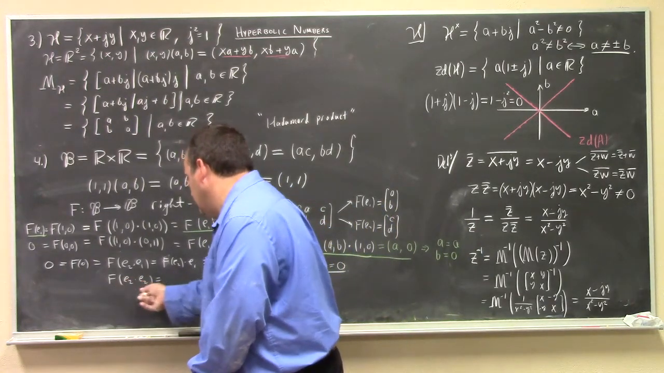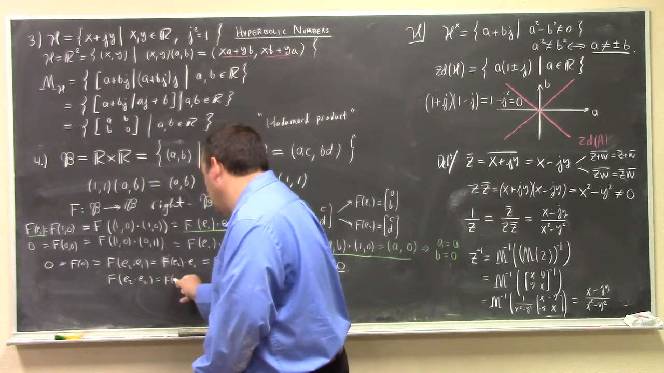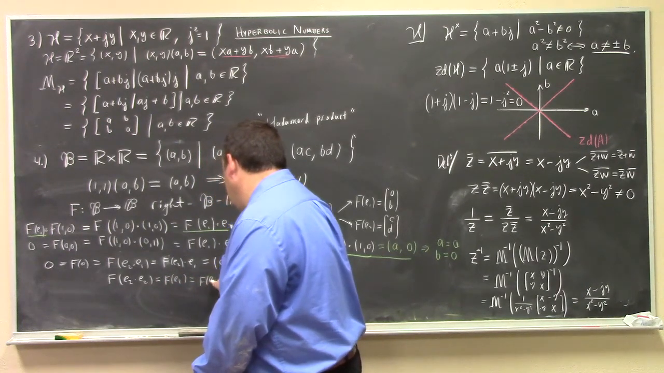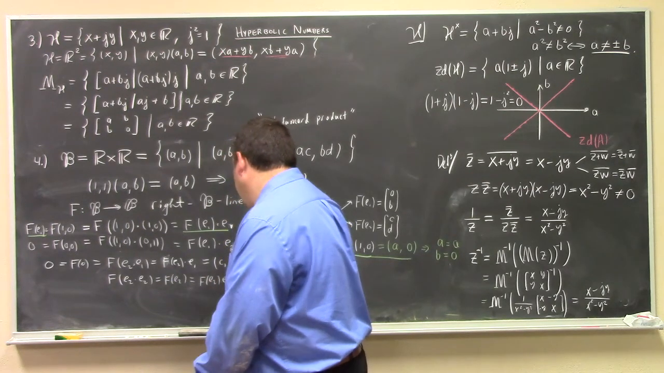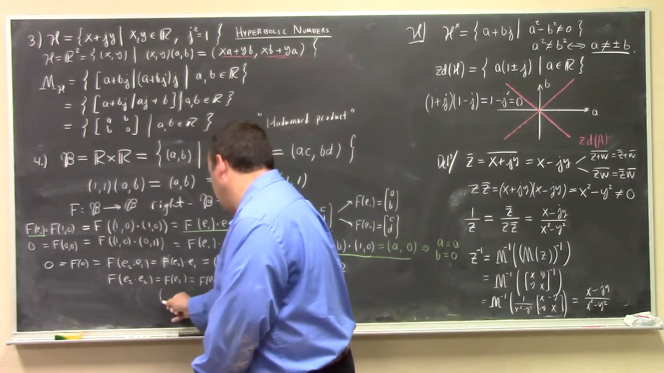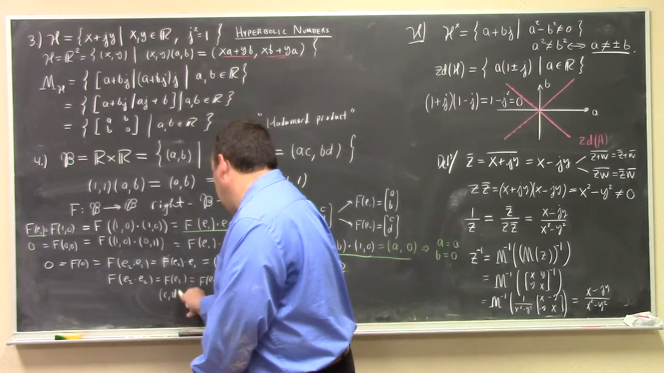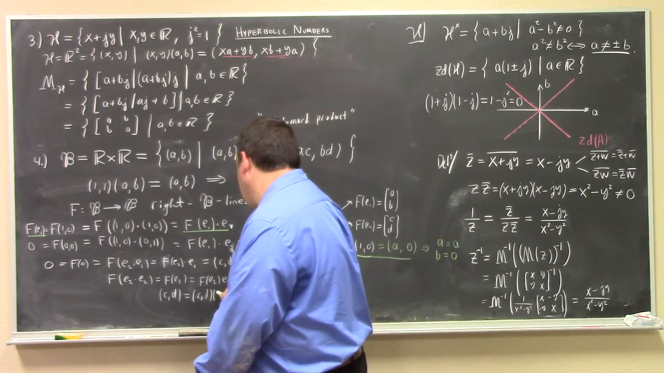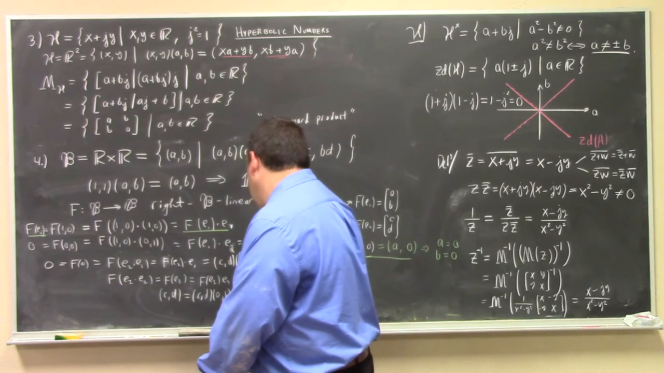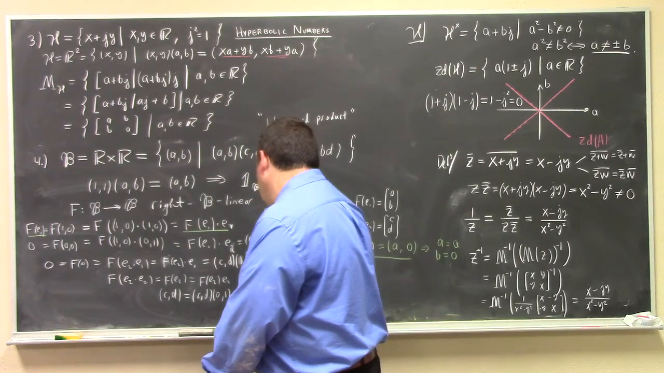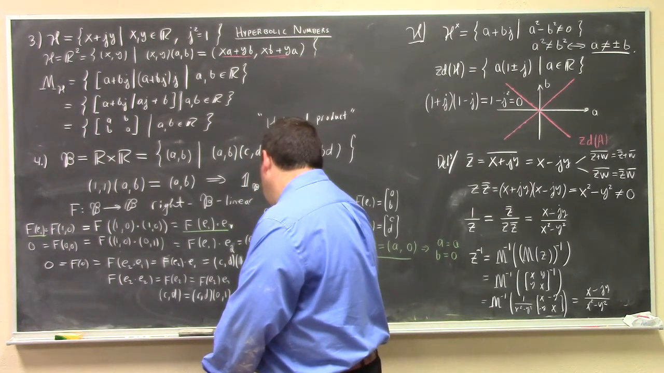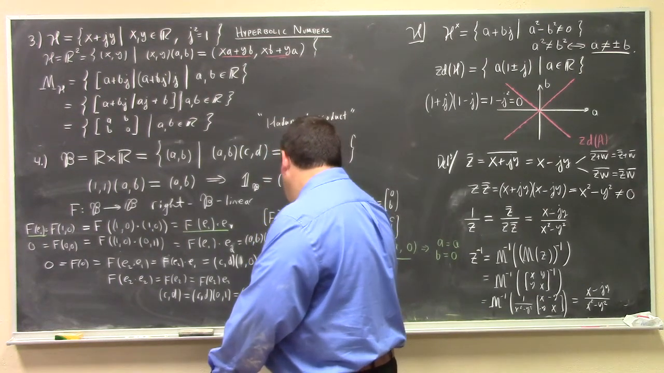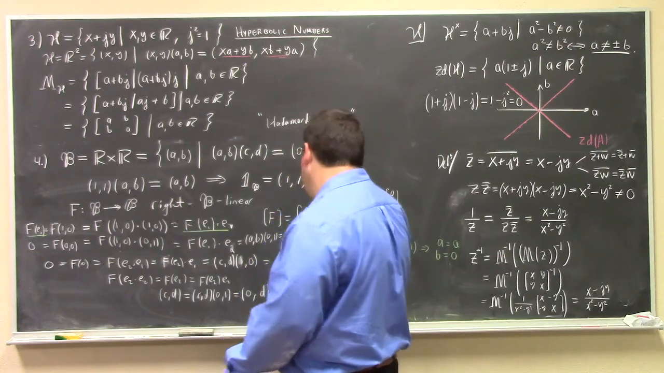So F of E2 is F of E2, but it's also F of E2 times E2, right? By the right linearity, this gives us CD is CD times 0, 1, which is 0D. So this tells us that D equals D, great, good to know, and C equals 0.